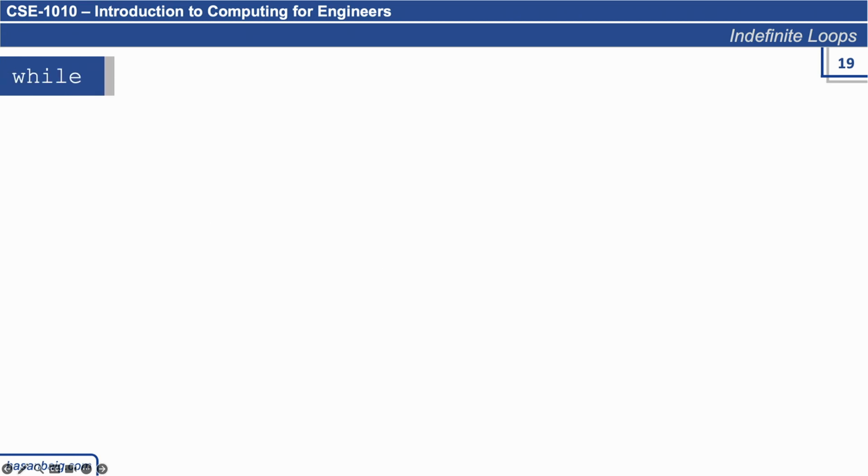Okay, so indefinite loops. First of all, I talked about definite loops and indefinite loops. Definite loops are those which run for a certain number of times. Indefinite loops run for an indefinite number of times until a certain condition is satisfied. So just like the for loop, we have a construct called while.